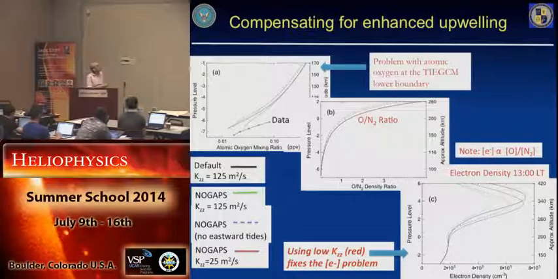You look at the O to N2, you'll see that this red curve is different than, actually this curve brings us back to the default case. So rich meteorology, low KZZ, brings us back to the high KZZ limited meteorology case.